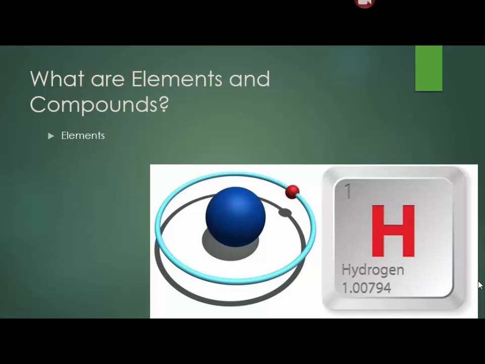An element is any substance that cannot be broken down into simpler substances. The smallest unit of an element is a particle called an atom. Any single element is made up of only one kind of atom. This picture shows a hydrogen atom. Recall that a hydrogen atom is made up of one proton and one electron orbiting that proton. There are no neutrons in hydrogen.